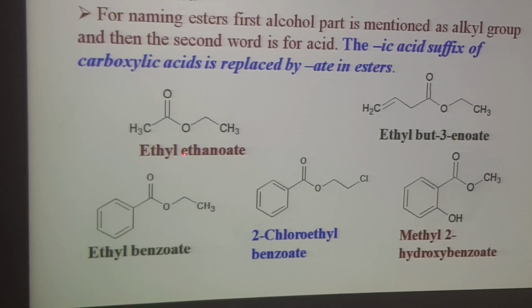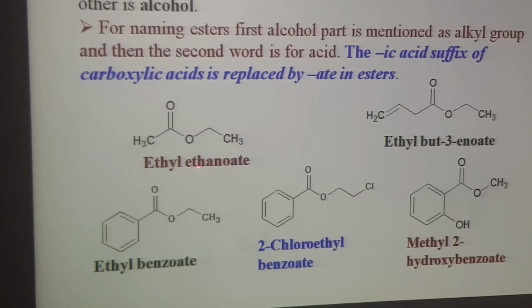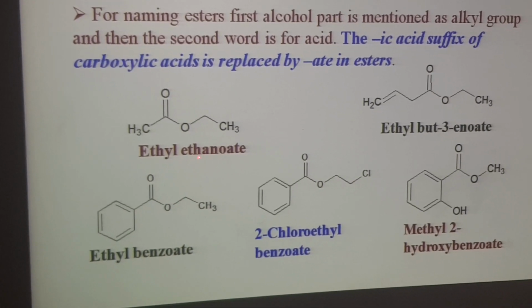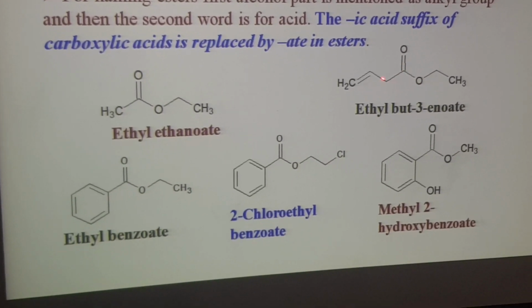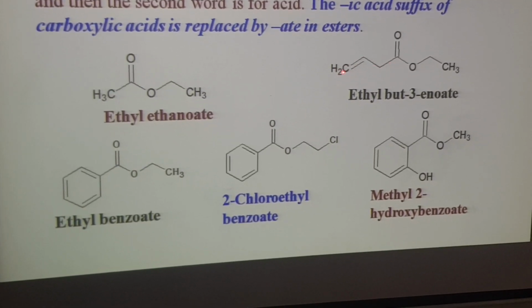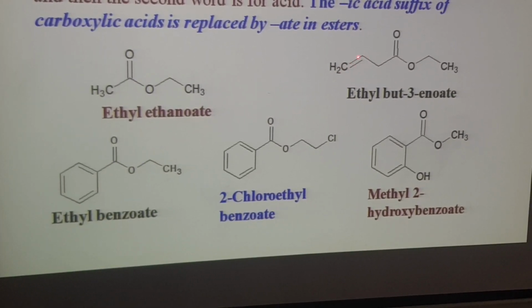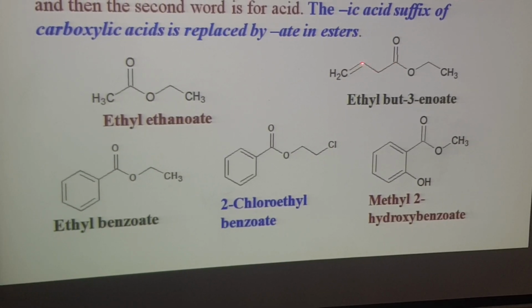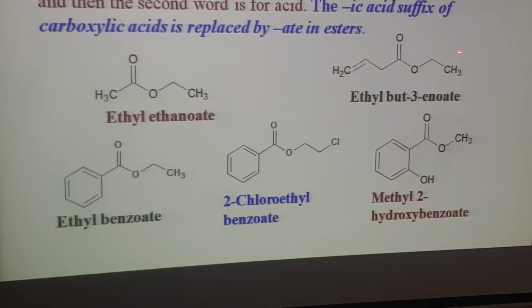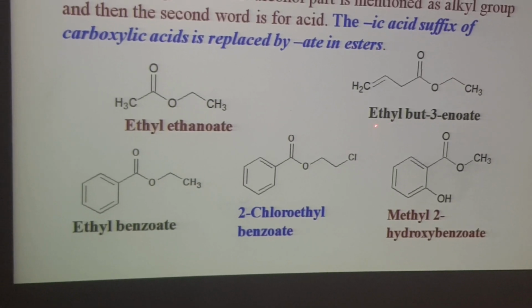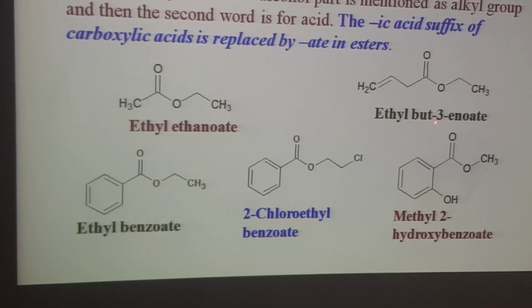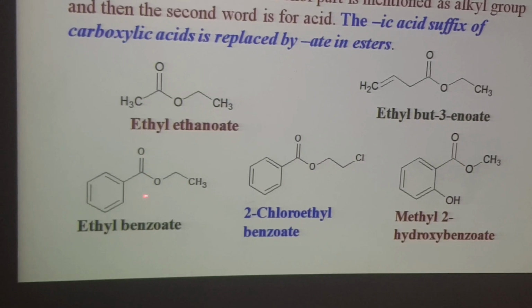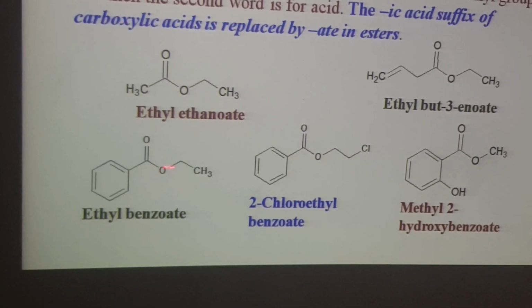ethanoate. So it shows that a 2 carbon carboxylic acid is involved in this ester. So here we have 1, 2, 3, 4 carbon carboxylic acid, and a carbon-carbon double bond is present at position 3, because 1, 2, 3, and the alcohol part alkyl group is ethyl. So the name of this molecule is ethyl but-3-enoate. Here we have some more examples.